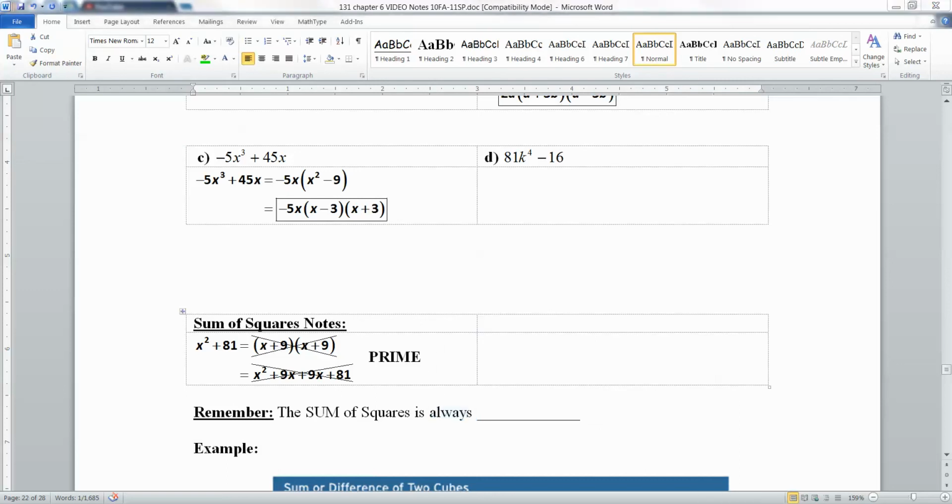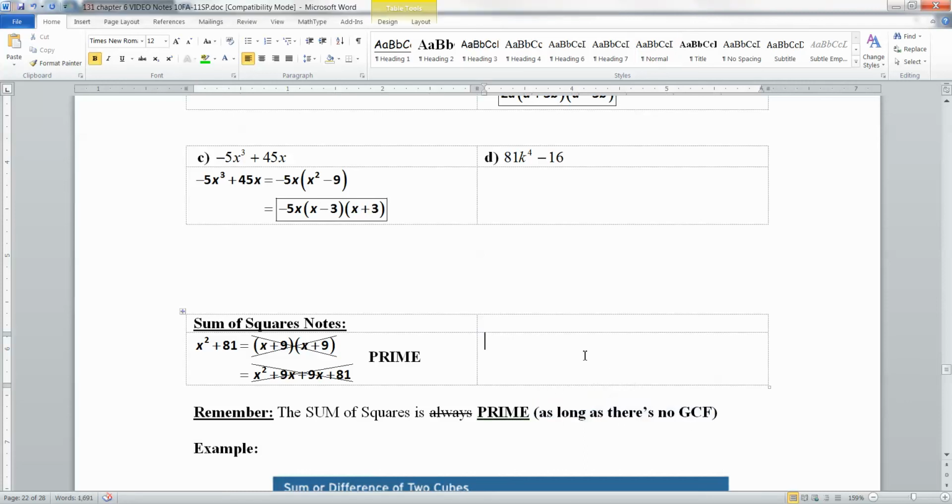So scratch off the word prime always. Hold on, let me put that in. There we go. It's not always prime. It's prime as long as there's no GCF. As long as there's no GCF. Okay? Let me add all that in. Now, what do I mean by that? Let me give you another example.